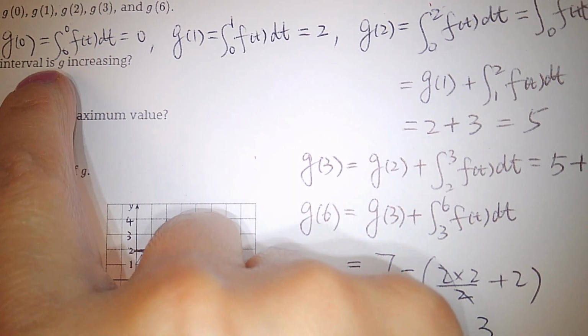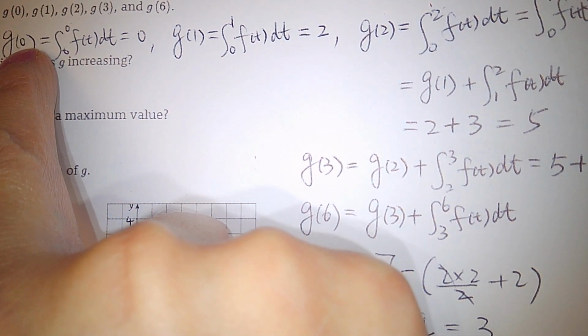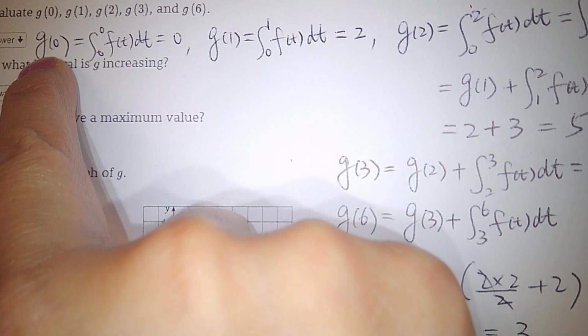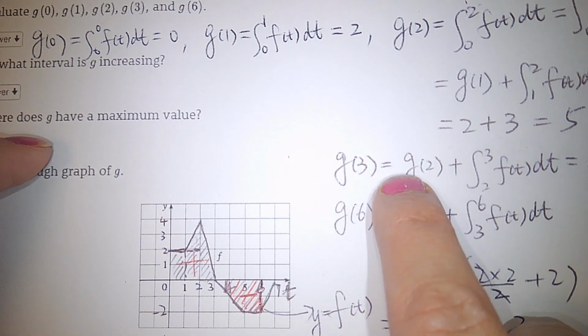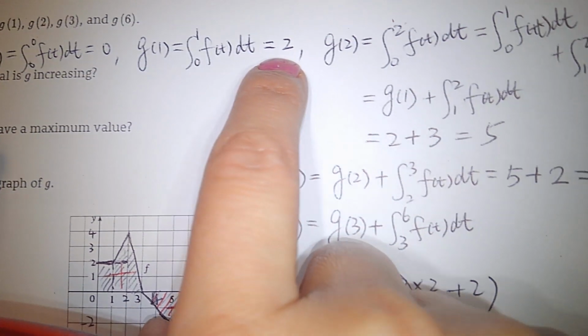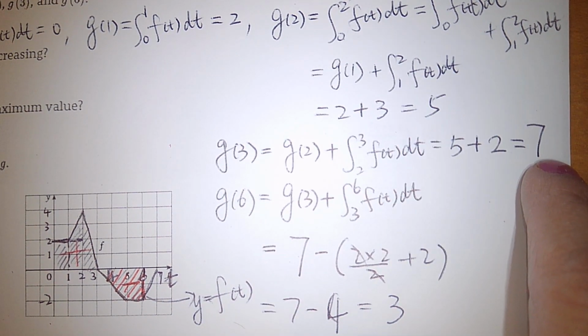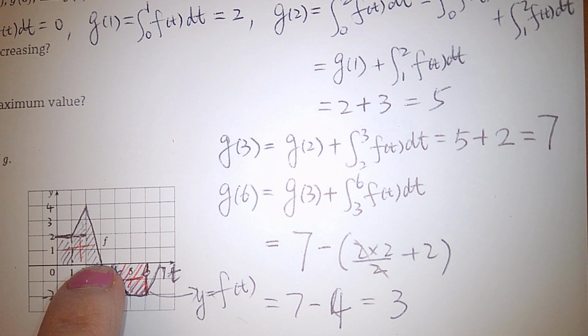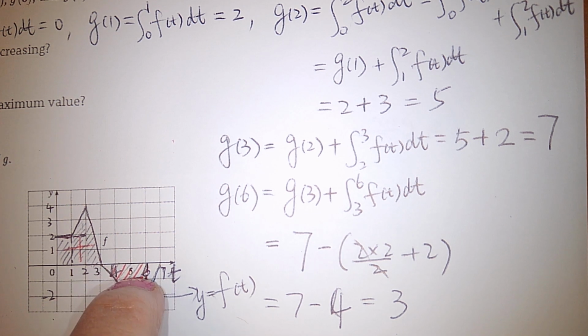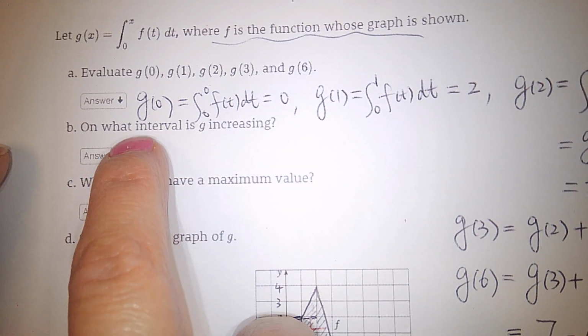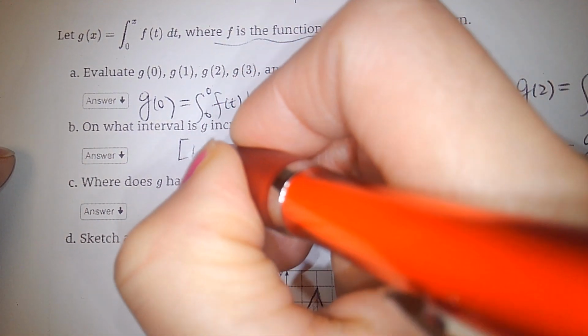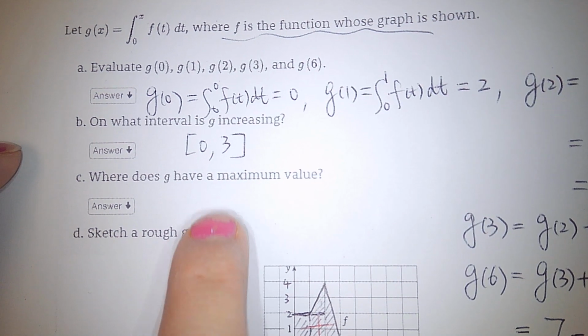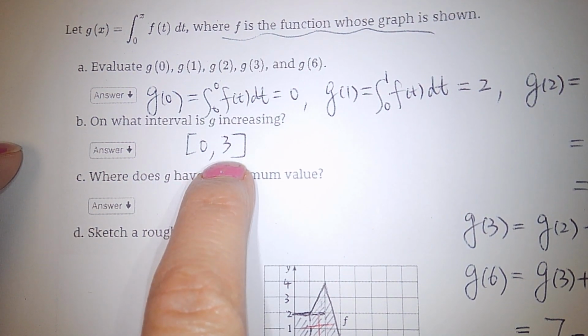See? When x varies, because g is a function of x, when x varies between 0 to 3, the g value keeps on increasing. However, when x is greater than 3, our f function is below the t-axis. We will have to keep on subtracting the area, right? So on which interval is g increasing? I will say from 0 to 3. The 0 to 3 is for x.